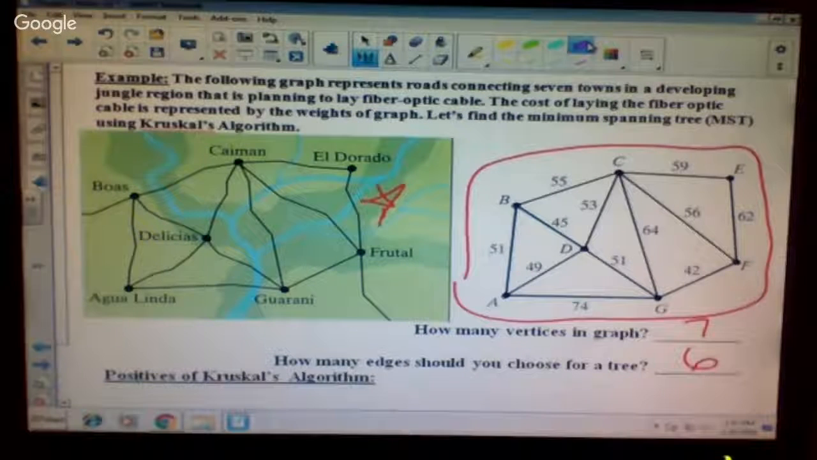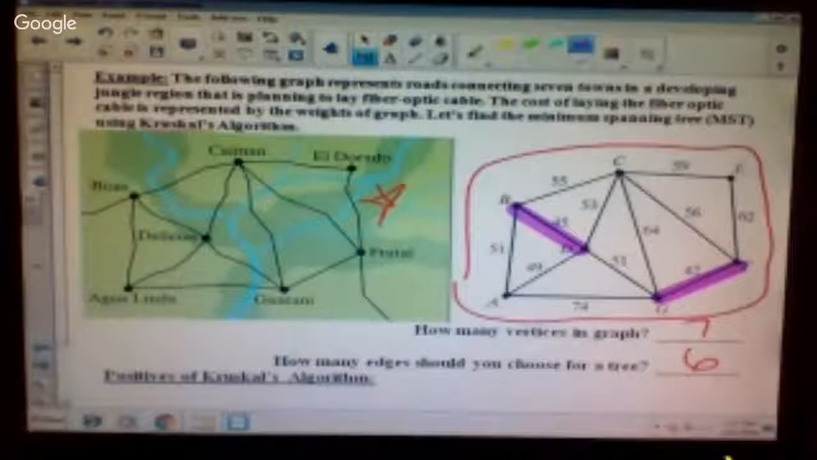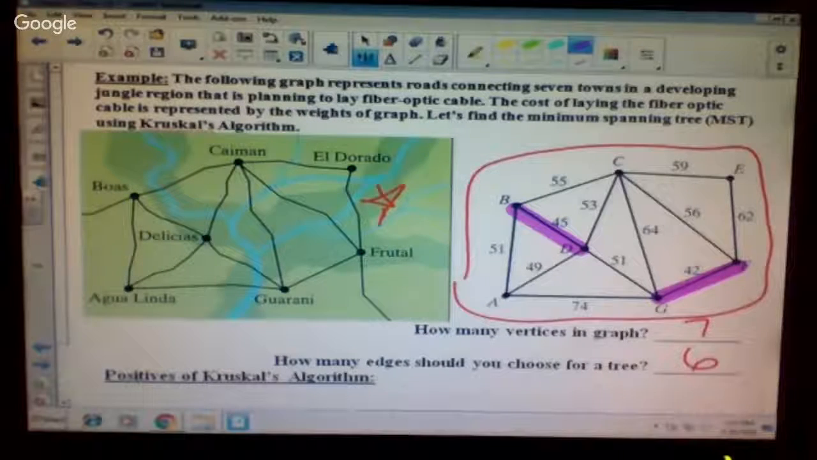Okay, so just like cheapest link, you want to start with your smallest edge. What is my smallest edge in this graph? 42. So we highlight it. What's my next smallest edge in my graph? 45. 40. Smallest edge. 49. You wanna go to 74? What's my next smallest edge? Oh, 51. 53. Not that one.